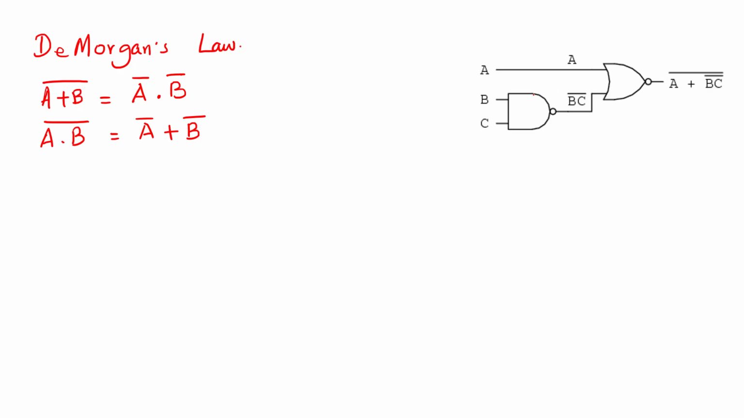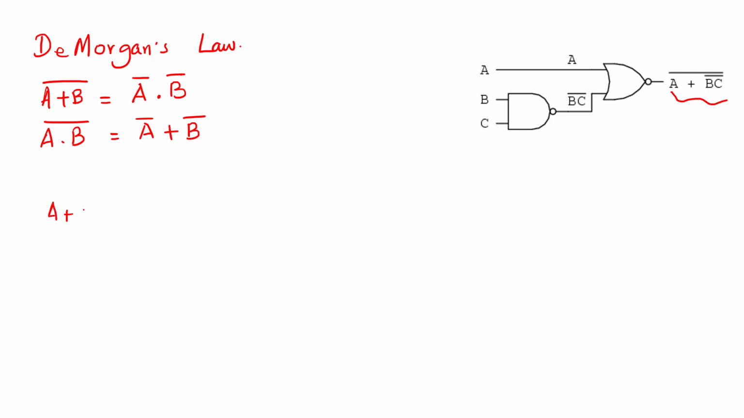We are given here a circuit and a Boolean expression. My Boolean expression over here is (A or B bar C) whole bar. We can use De Morgan's law on this and then implement our circuit that is the result of that application. So let's get started with this.